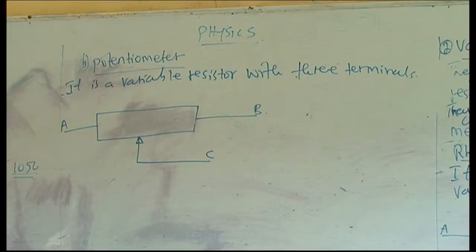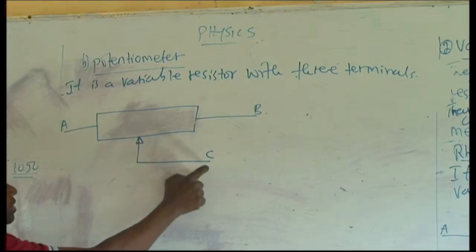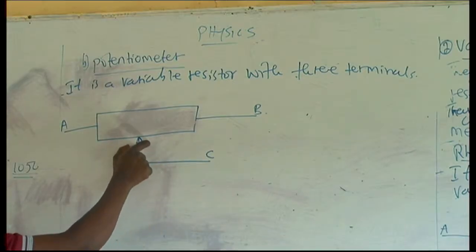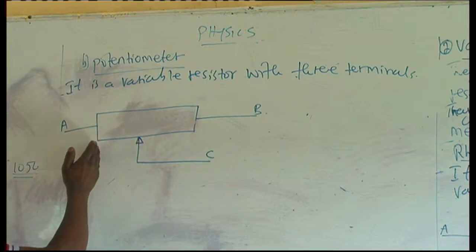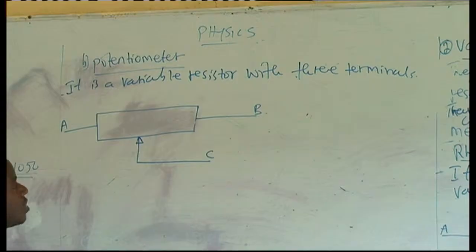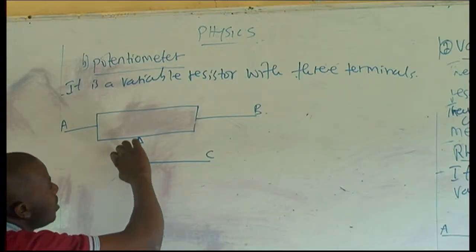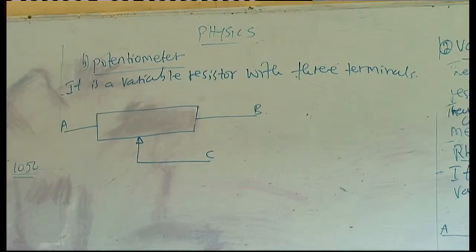So we say that in this case, terminal C is a sliding contact. When it is nearer terminal A, then the resistance is very low. But when you slide it towards end B, resistance will actually increase. So a contact is moved to select desired proportions of the total voltage.